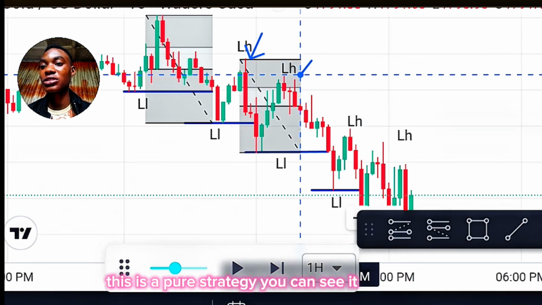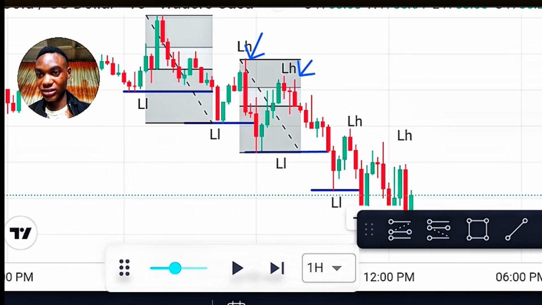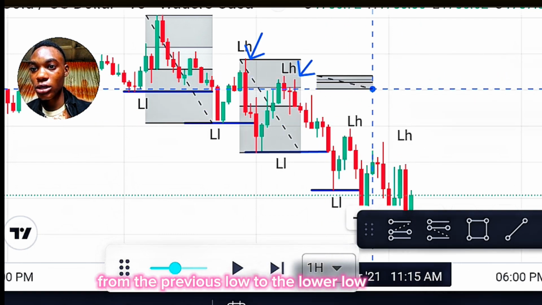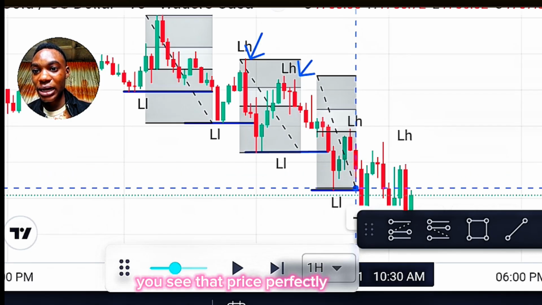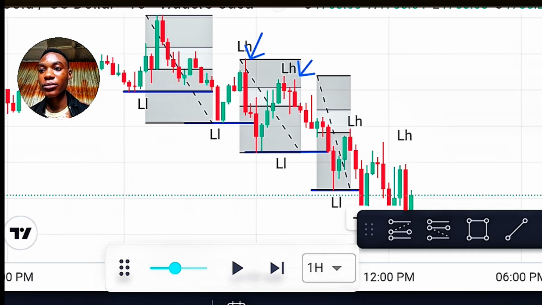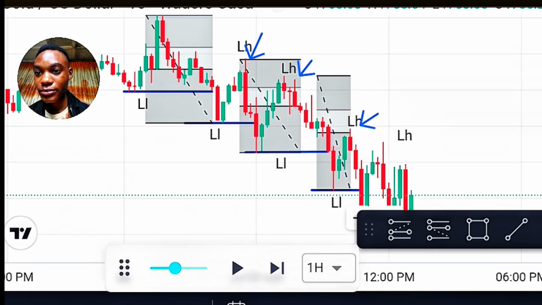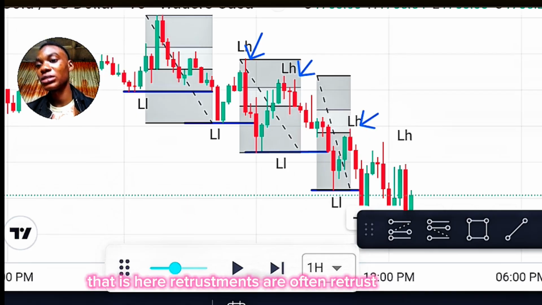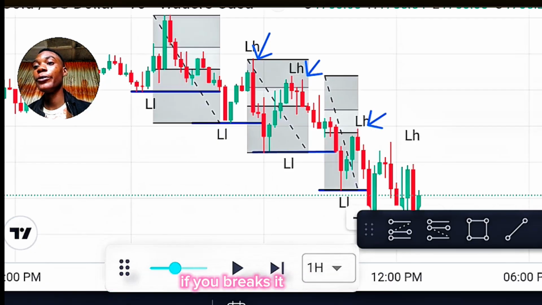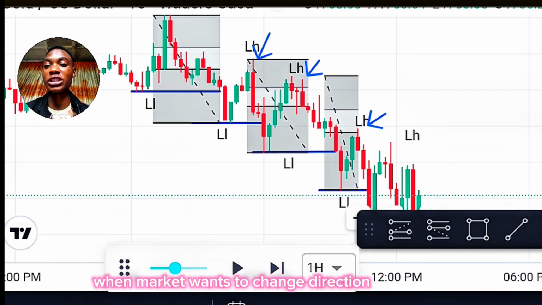This is a pure strategy. You can see it with your eyes right here. If I also mark from this area, from the previous low to the lower low, you see that price perfectly retraced to the 50 Fibonacci level also. You can see it right there. That is where the lower highs are often retraced to. If it breaks it, know that the market wants to change direction. That's what you use to know when market wants to change direction.